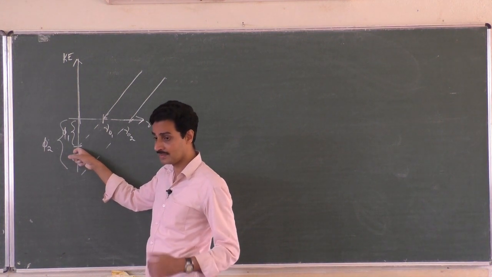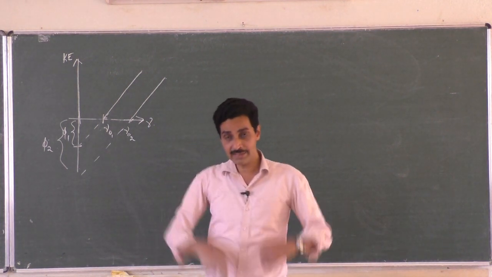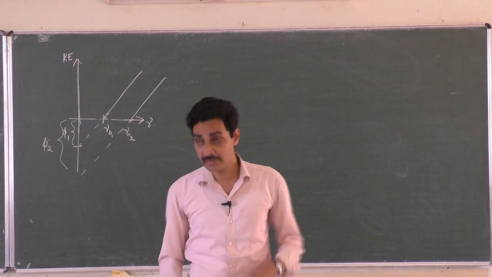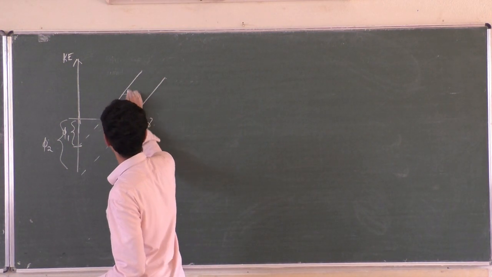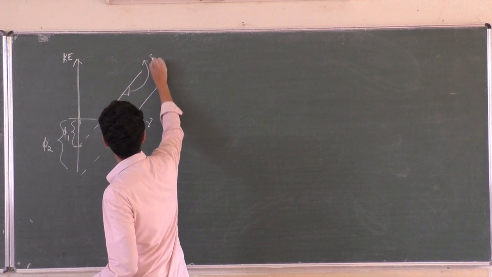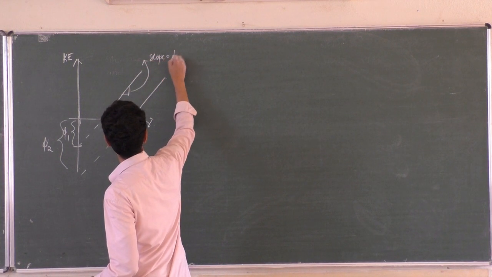Don't take it as positive, because this is negative kinetic energy. The negative energy, in the sense, means it is bound and still inside the metal, and if you want to remove it, you have to give positive energy, then only it comes out. And remember, the slope of this straight line gives Planck's constant.